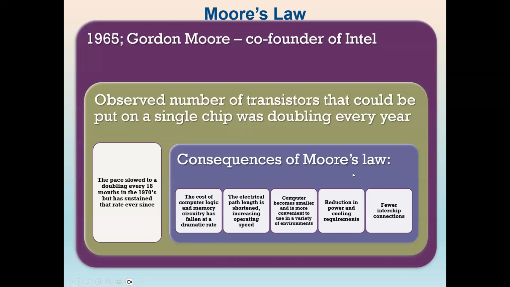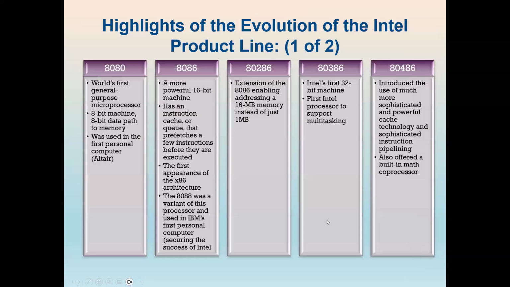So those are the consequences of Moore's law. The cost of computer logic and memory circuitry has fallen at a dramatic rate. Also, the electrical path length is shortening, increasing operating speed, etc. So that's the diagram we have here. This will be a highlight of the evolution of the Intel product line from 8080, 8086, 80286, 80386, 80486. And this leads us all the way to Pentium, to what we have today.